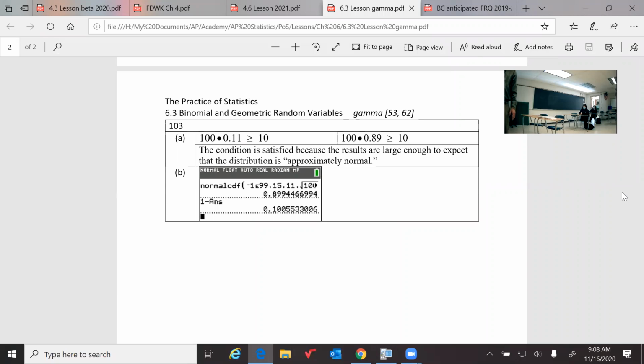Well, the conditions are met, because the probability of success is 11% times 100, it's greater than 10, and 89% of 100 is greater than 10. So we can do normal CDF. Okay? Now, in order to see this, and let's graph this, but to graph it, we're going to have to convert it to z-scores.